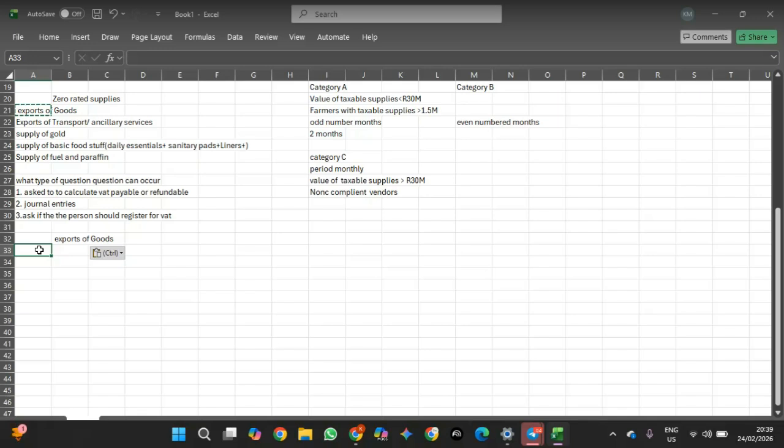But now should it happen that you are selling to somebody outside the country, but there's a middleman along the way.